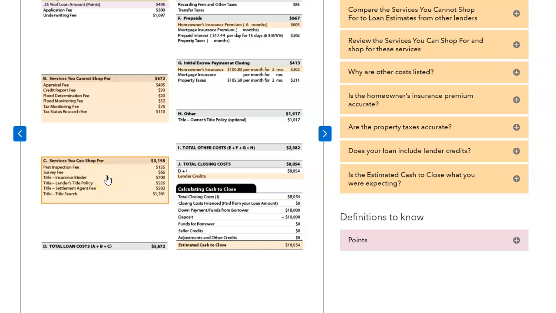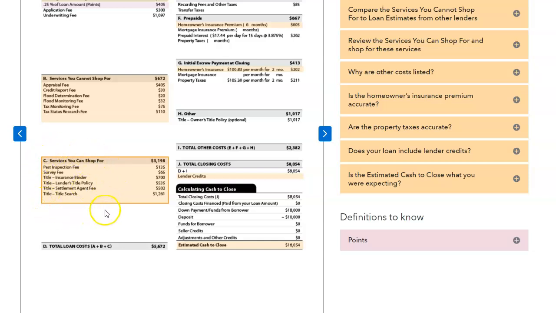Services you can shop for. Now, as lenders, we are required to give you at least one recommendation. And if you go with our recommendation, then we have to be accurate with the fees again. But if you choose to go outside of our recommendation, or if your real estate agent chooses a different title company, then we are just estimating these fees until we have the actual fees from them.